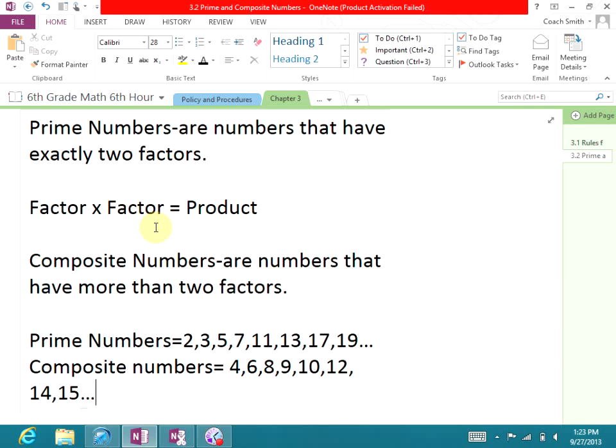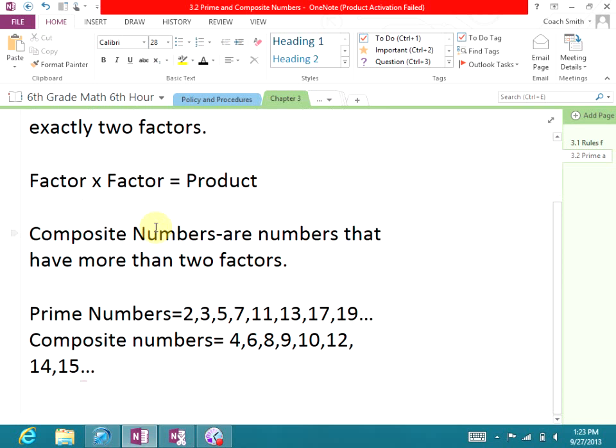Okay? Now, let's talk about prime numbers for just a second. As we look at the number 2, the only thing that you can multiply 2 by to get 2 is 2 times 1. Okay? 3 is equal to 3 times 1. 5 is equal to 5 times 1. Okay, so on and so forth. All right, that's why they're prime, because they only have two numbers.